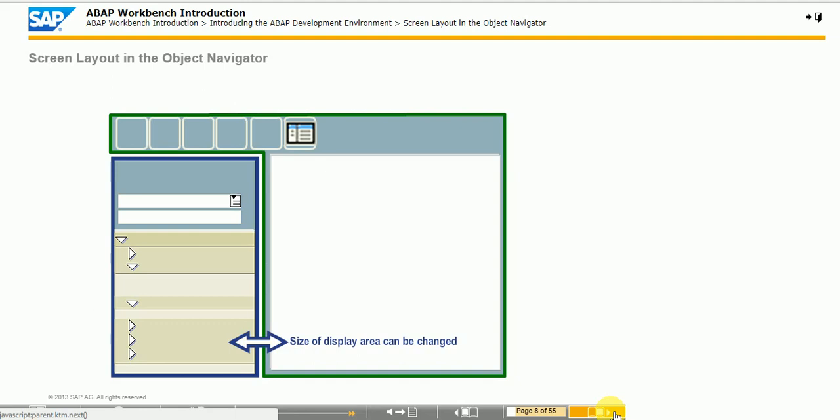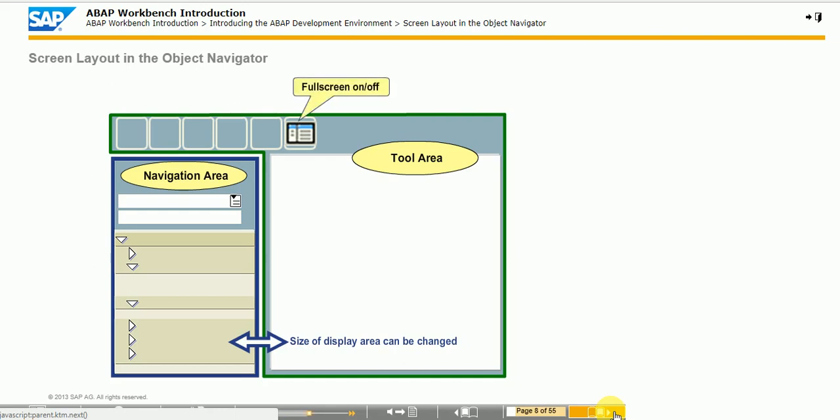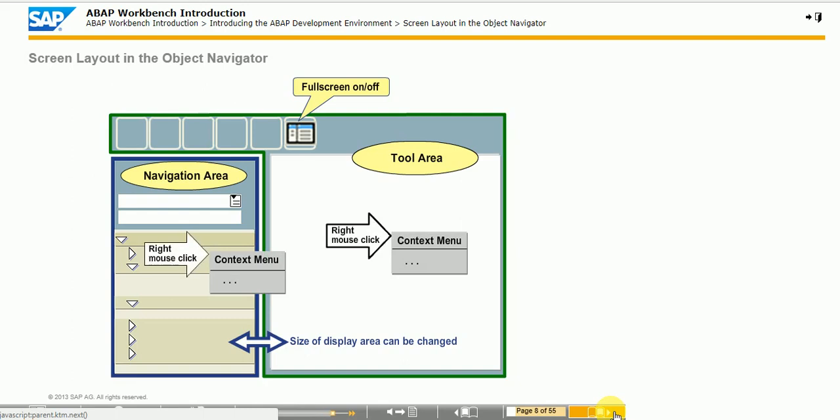The Object Navigator screen is split into the following areas. The navigation area for displaying a hierarchical object list. The tool area for displaying and editing a development object using the appropriate tool. You can display or hide the navigation area using full screen on or off. In both areas, you can choose the functions using a context menu, which you access using the right mouse button. The context menu only offers functions that have been designed for the respective object.